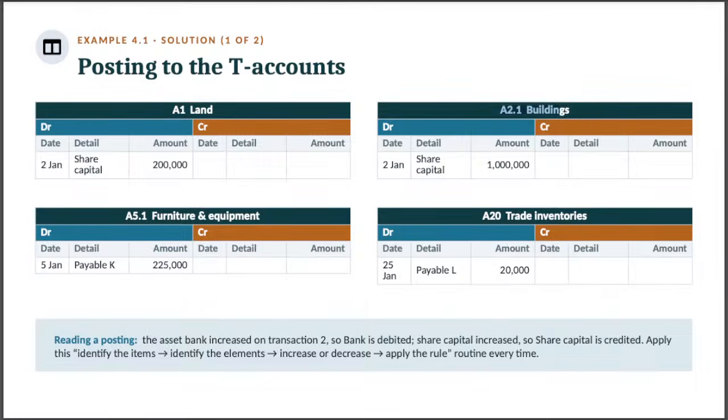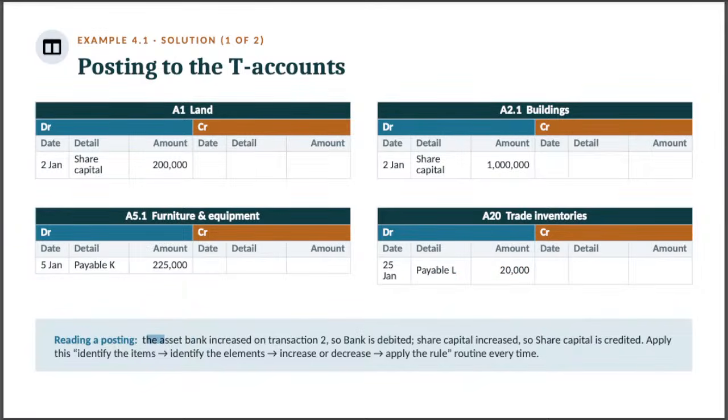And we have the same thing, A21, the buildings. This is $1 million, same date. Now we have here asset 5.1, the furniture and equipment. On the 5th, here's our details. Payable K, $225,000. So this is under furniture and equipment. And of course, this is increased because this is our furniture that just got here. And then we have trade inventories of $20,000. And this is payable L, the detail here. And of course, we're increasing our inventories.